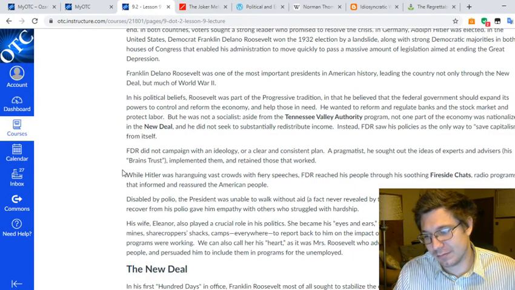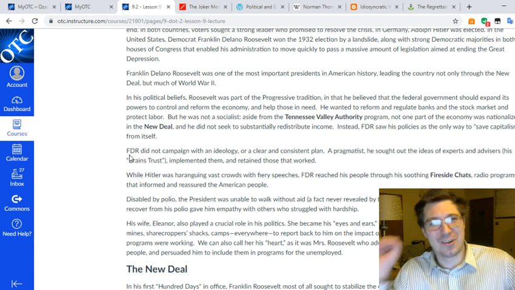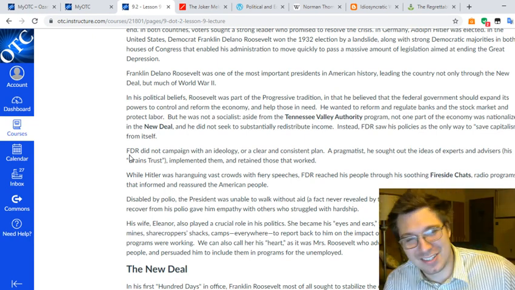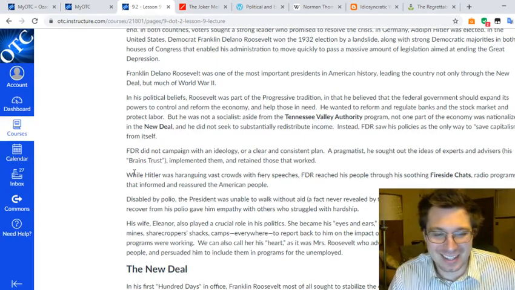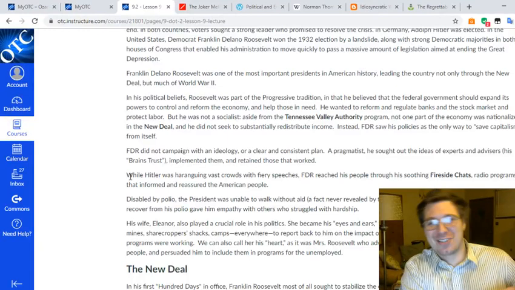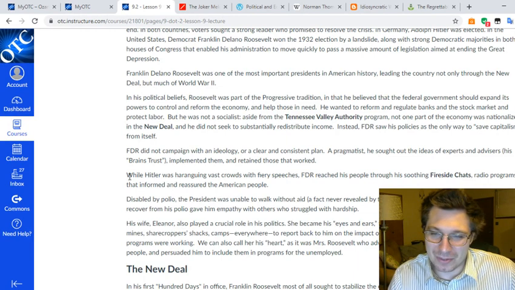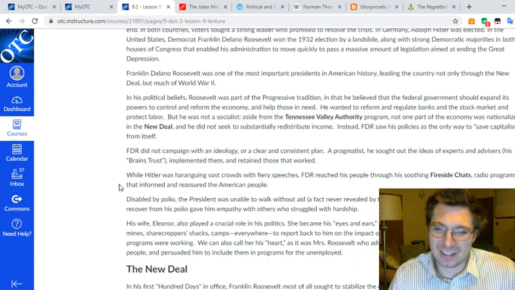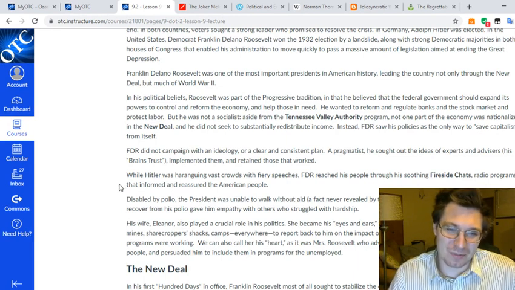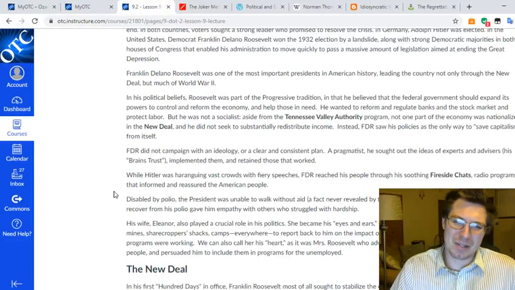He didn't have a 100% confident plan coming in. He kind of threw an idea at a wall and saw what stuck. That was his approach. And while Hitler was haranguing vast crowds with fiery speeches, FDR reached his people through his soothing fireside chats, radio programs that informed and reassured the American people.